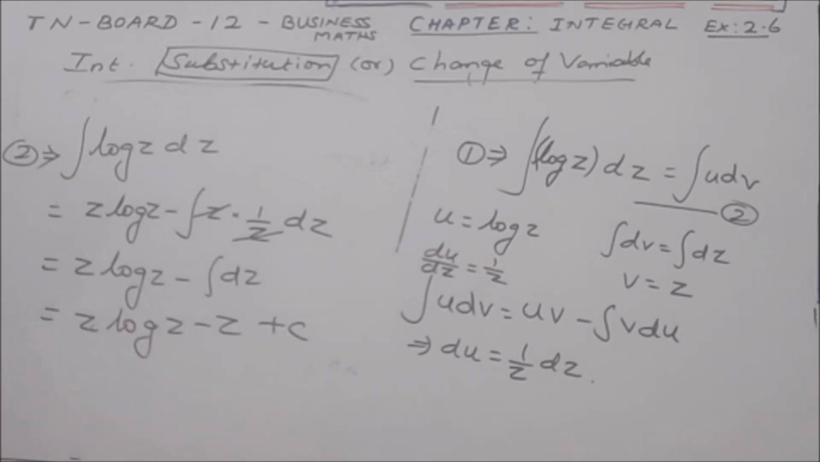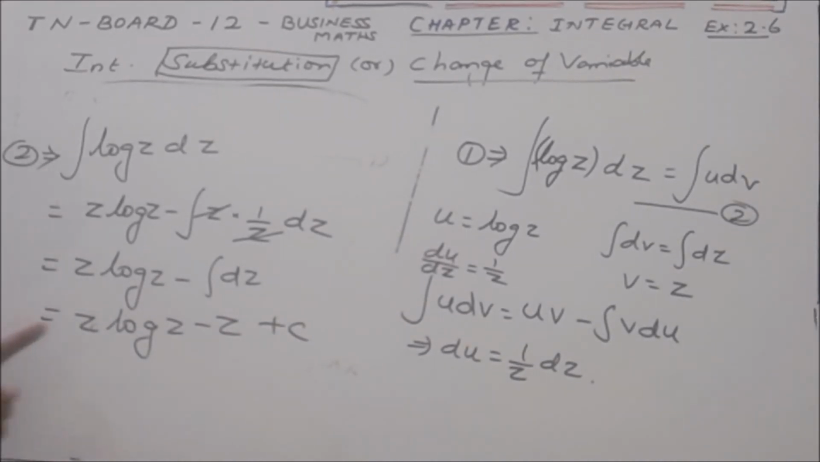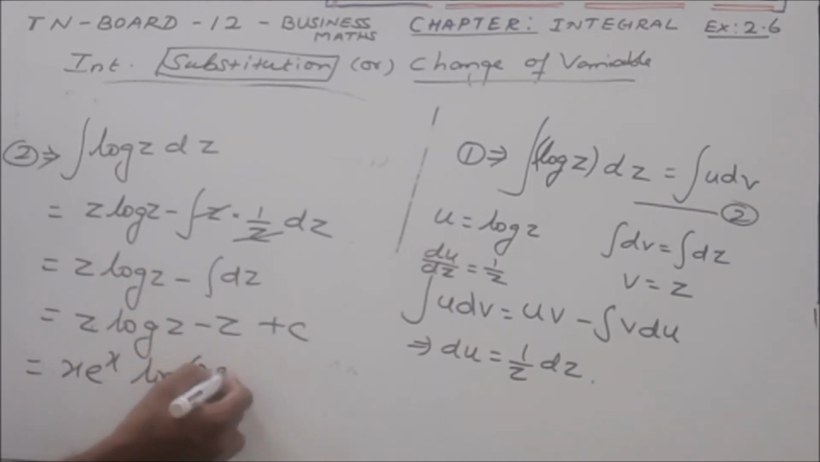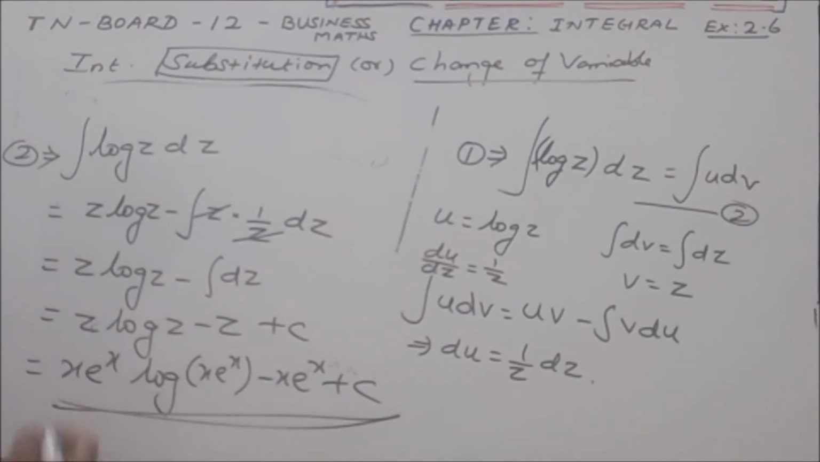Now, u equals log z was taken, so the result is z log z minus z plus c. In the question we have taken z as x e power x. So substituting, take z as common: x e power x log of x e power x minus x e power x plus c will be the final answer.